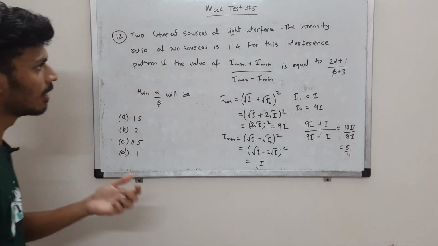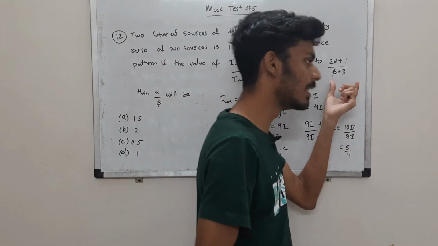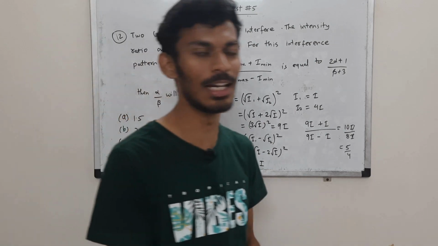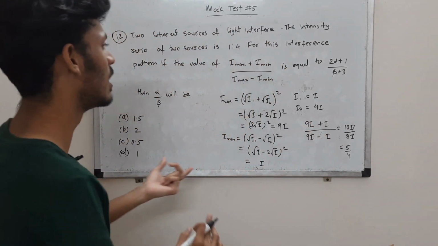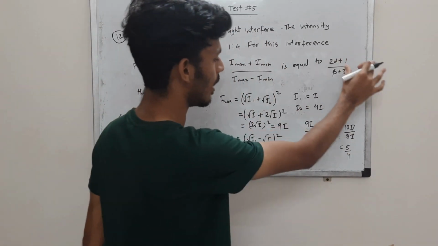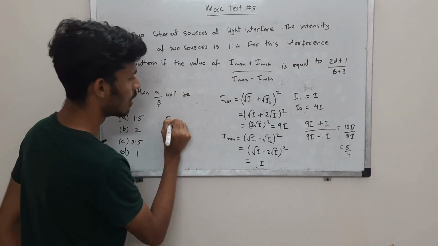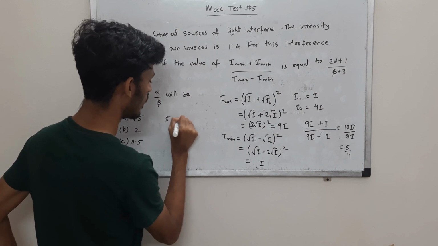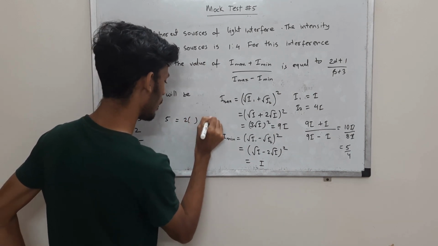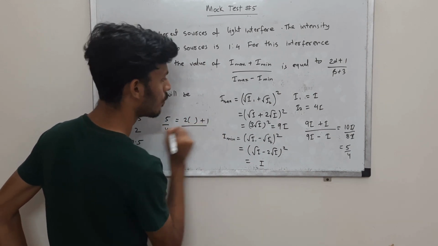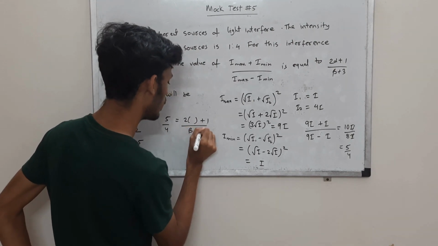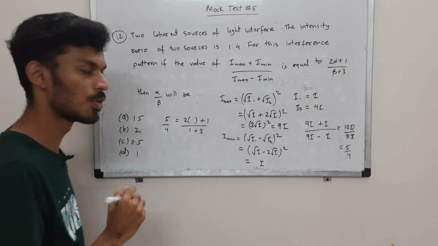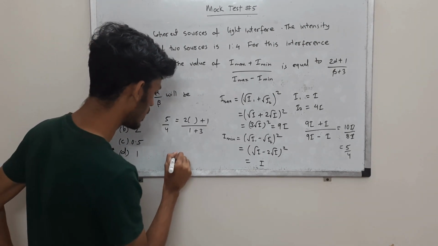Now you might proceed further and equate this to this and try to solve for alpha and beta, and that will be a complicated process. What you are supposed to do over here is to split and compare, okay. You can write 5 as 2 alpha plus 1, and you have to write 4 as beta plus 3. Now this is simple, beta plus 3, which means 1 plus 3 is 4, right? So the value of beta is 1.